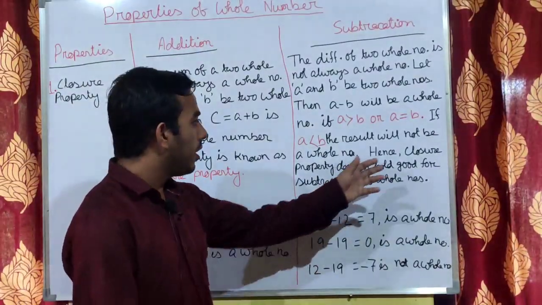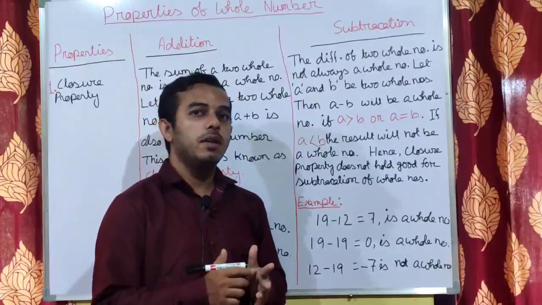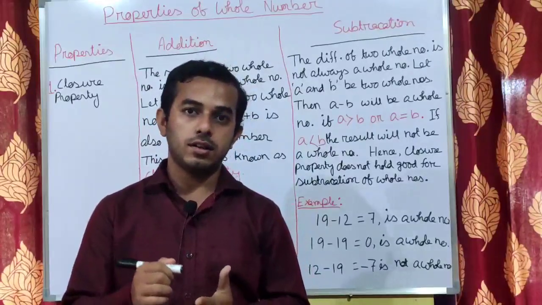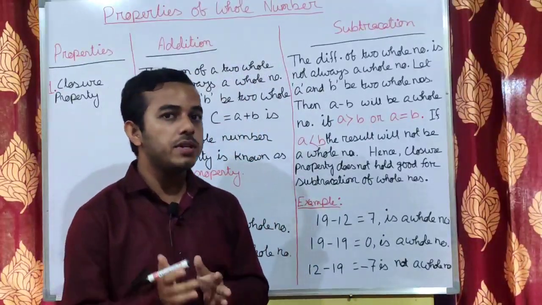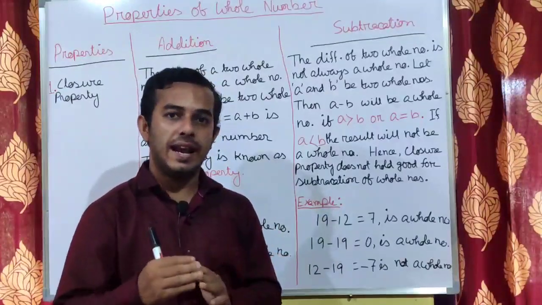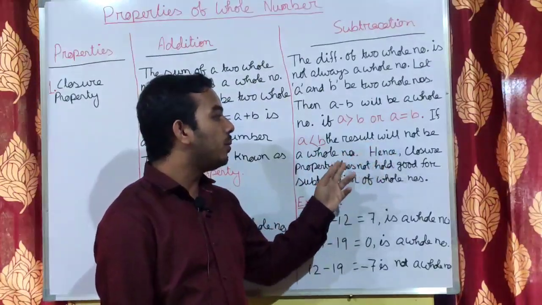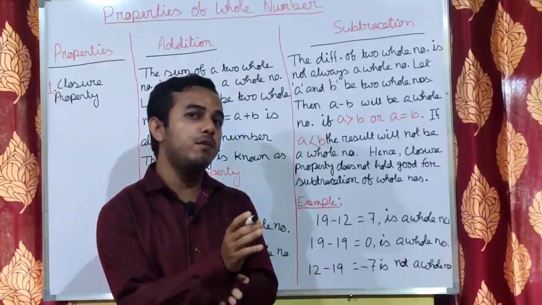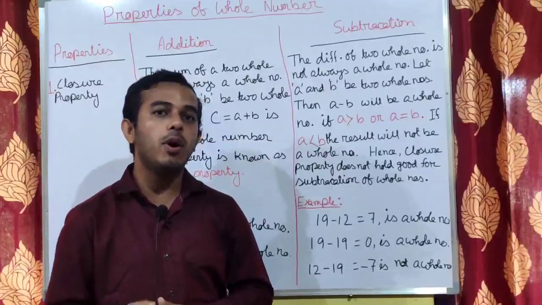Another case: if a is less than b. Here suppose consider a as 4 and b as 7. So 7 is greater than 4, that means 4 is less than 7. The result will not be a whole number. That means if we subtract 7 from 4, that means 4 minus 7, the result will be what?